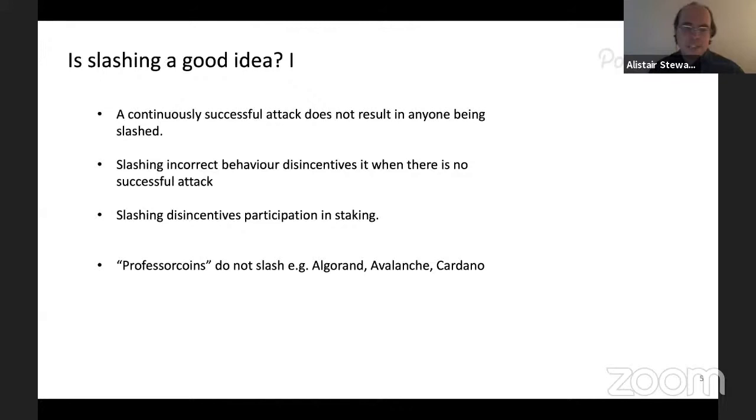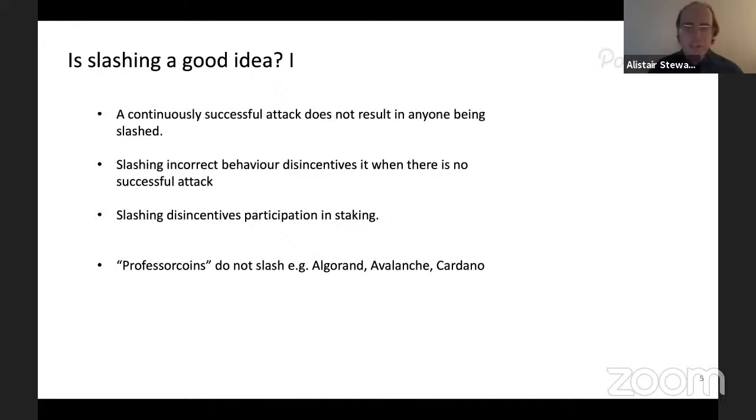Well, when there isn't a successful attack, it does still disincentivize incorrect behavior. But the downside is that there's now a bigger security issue to stake in the first place. If now I might be punished, I have to think carefully about my setup: whether anyone's going to steal my stake, whether I'm going to go offline, whether something bad is going to happen. And sometimes I'll have to lock my stake too, generally. So there's some disadvantage to participating in staking if we have slashing.